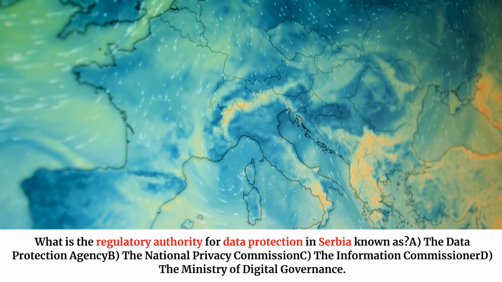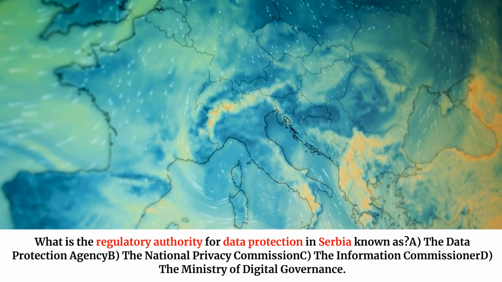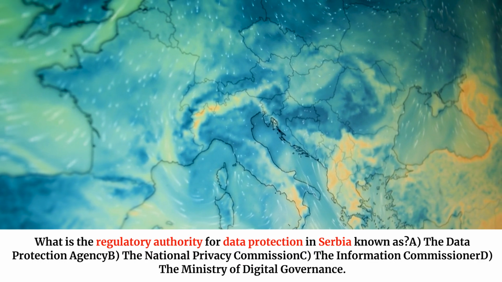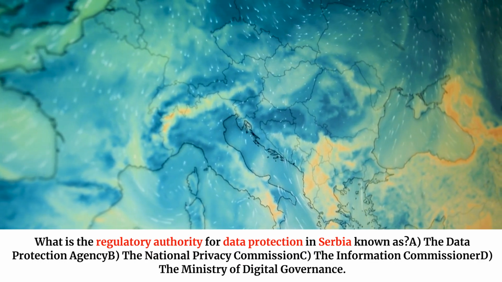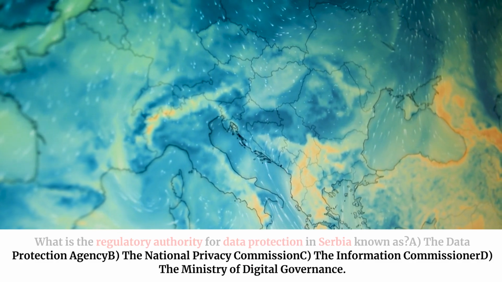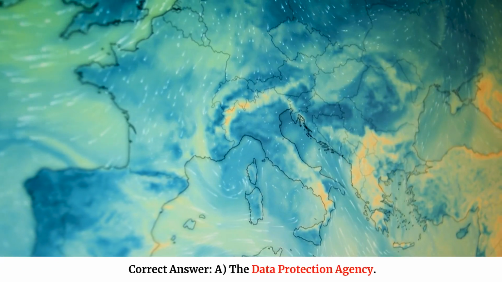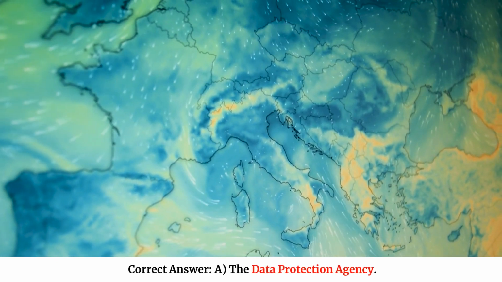What is the regulatory authority for data protection in Serbia known as? A. The Data Protection Agency. B. The National Privacy Commission. C. The Information Commissioner. D. The Ministry of Digital Governance. Correct answer. A. The Data Protection Agency.